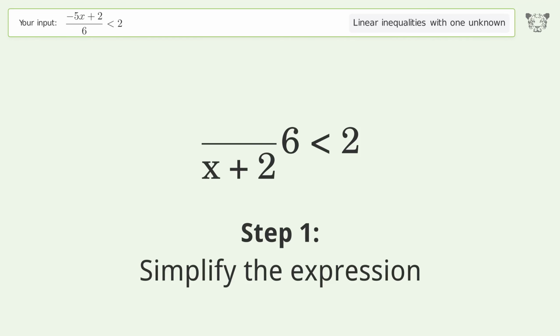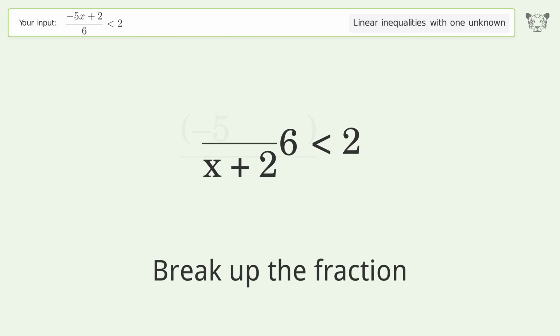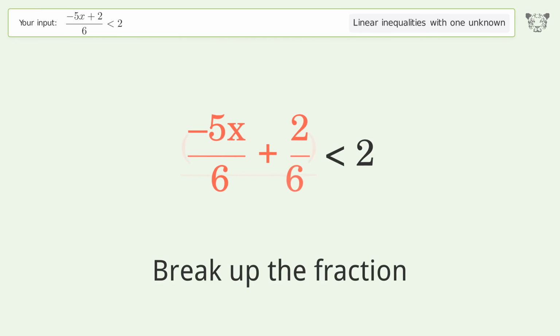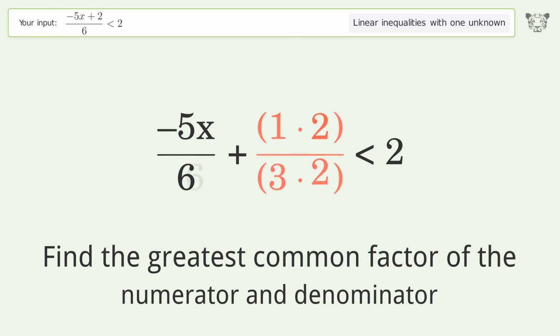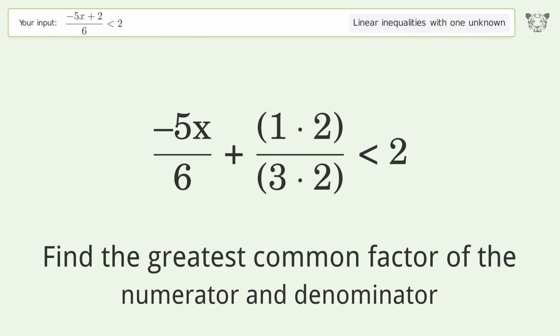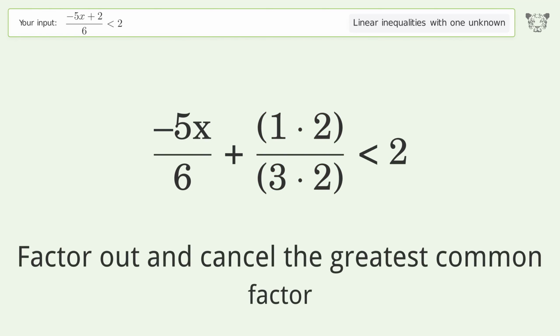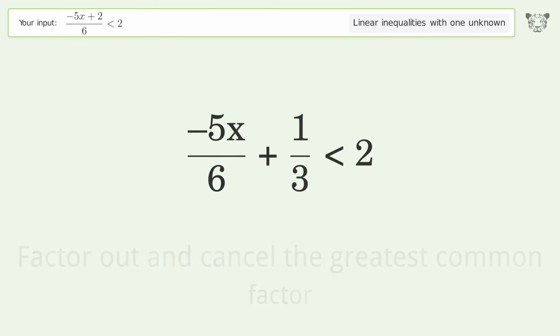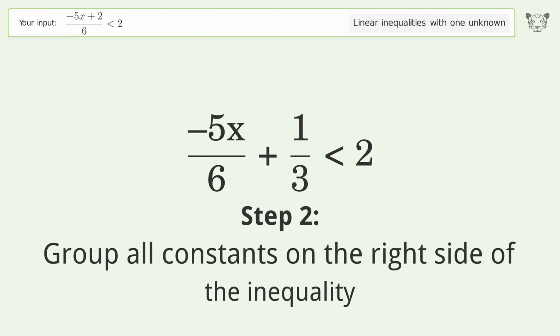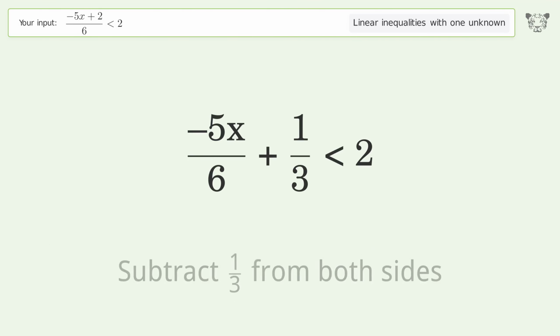Simplify the expression. Break up the fraction. Find the greatest common factor of the numerator and denominator. Factor out and cancel the greatest common factor. Group all constants on the right side of the inequality. Subtract 1/3 from both sides.